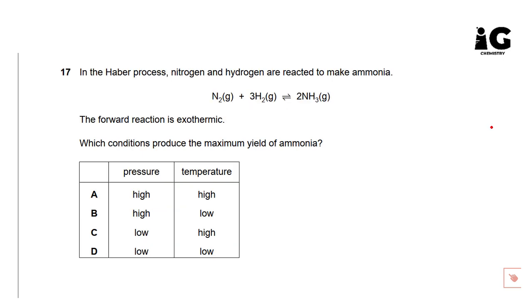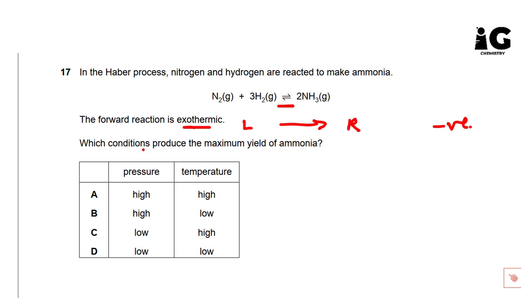17. In the Haber process, nitrogen and hydrogen are reacted to make ammonia. N2 gas plus 3H2 gas produces 2NH3 gas, and the reaction is reversible. The forward reaction is exothermic. It means from left to right it is exothermic, so the delta H is going to be a negative value.